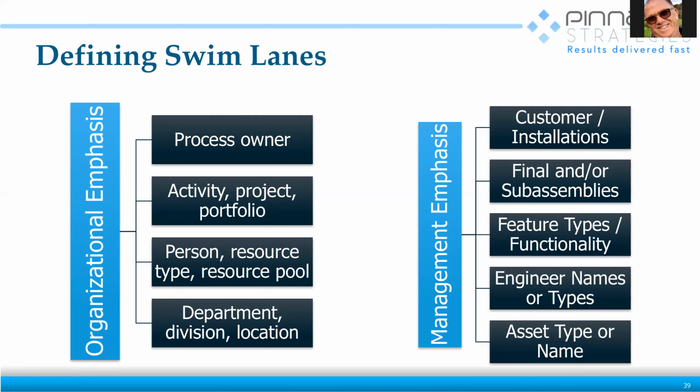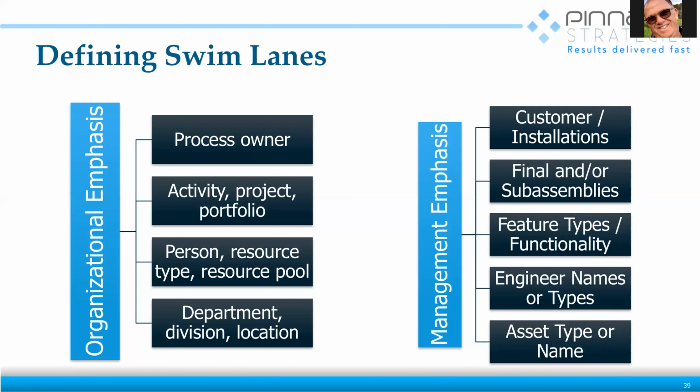So if you're at the portfolio level, it's likely that each one of your swim lanes is going to be a project or a customer. If it's a work group, it may be a skill, or it may be a person. However, the point is not that there is a right answer. The point is that there is an answer that works for you.